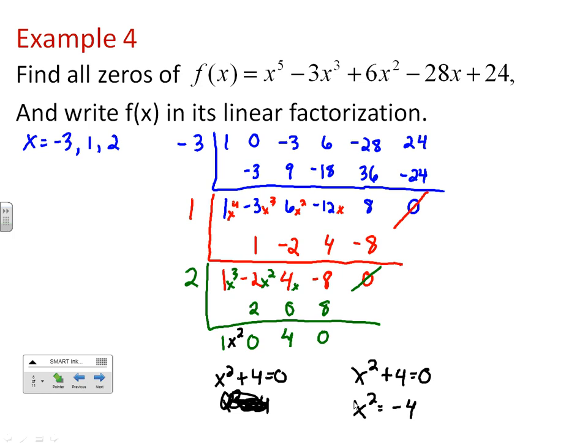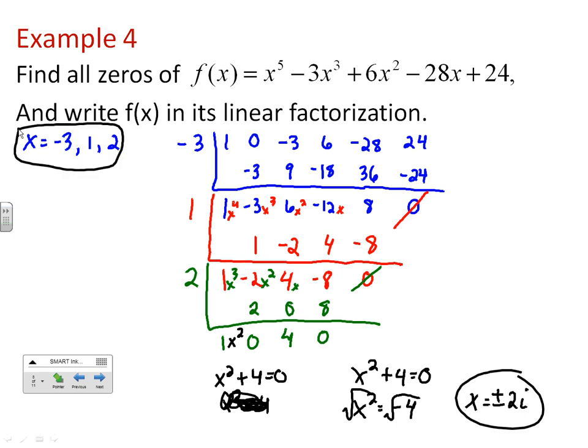You subtract 4 to the other side so that I can take the square root of that. And that gives me x equals plus or minus, because I took the square root, the square root of 4 is 2, and the square root of a negative number gives me an i. So these are my last two zeros. So I found all 5 of my zeros.